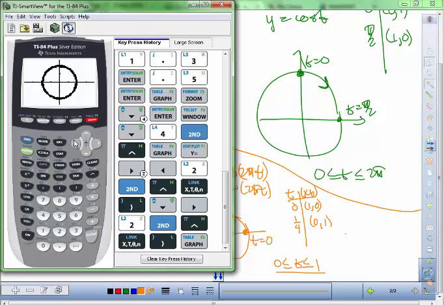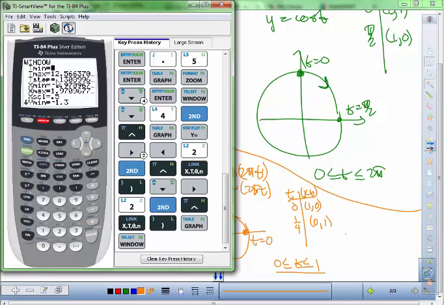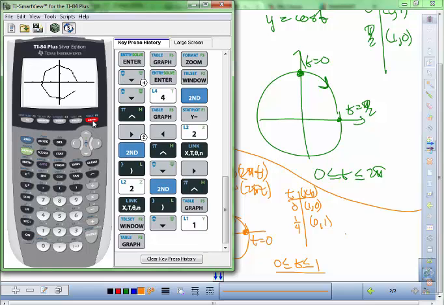And did you notice how it was drawing it? Well, not just that, but this would be a good time to talk about the t-step. Let me change this to just go from 0 to 1 and graph. Doesn't quite look like a circle.